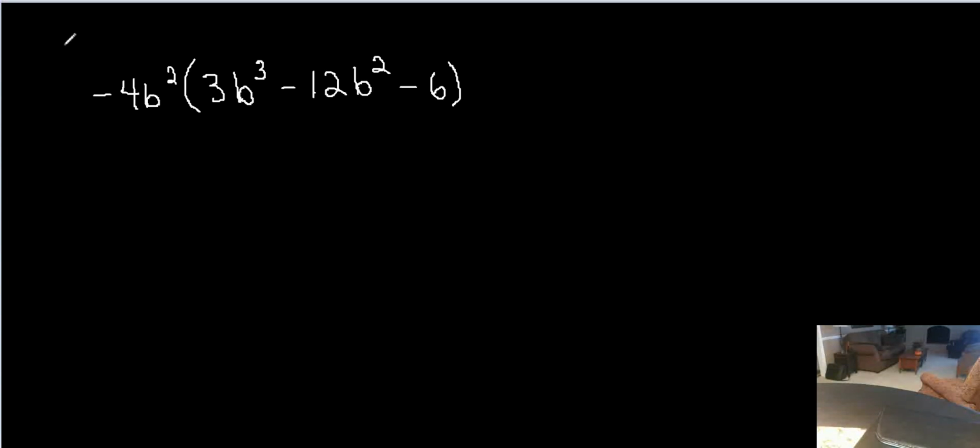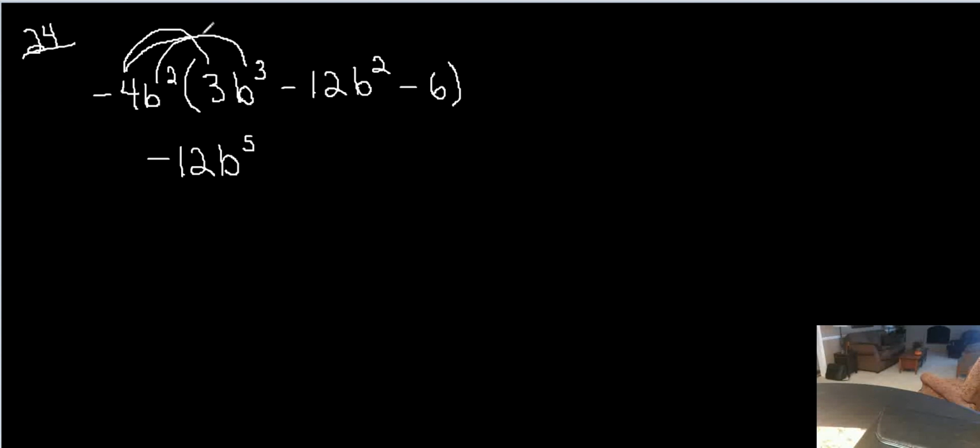All right, this here is number 24. So let's do the distributive property here. Remember, I can do the coefficients separately from the variable. So I have negative 4 times 3, which is negative 12. And then b squared times b to the third is b to the fifth.